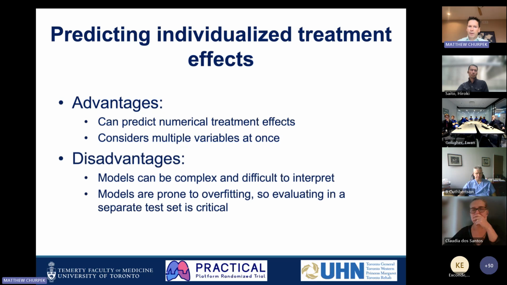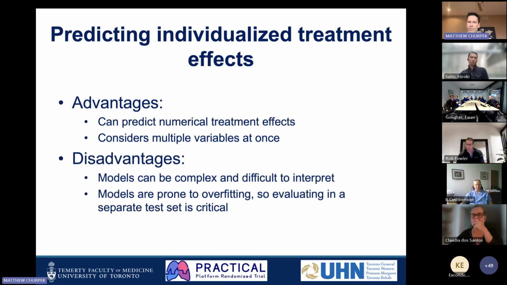However, these models are typically complex and can be difficult to interpret. So you need to use explainability approaches to understand why your patient is getting a prediction of either benefit or harm. These models are also prone to overfitting. In other words, the models will fit both the signal and the noise in the data. So you really need an external data set to validate that the models are working well.